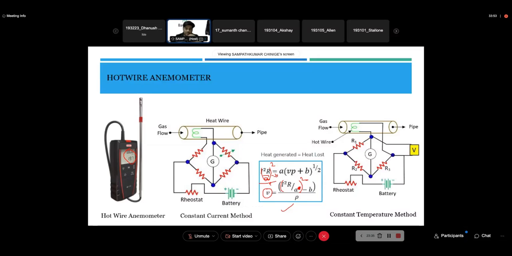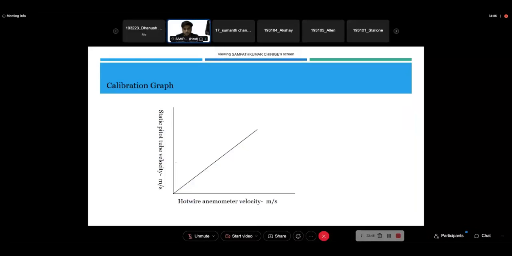Okay, and we are also measuring the same flow. For the same flow, we are also measuring the velocity with the help of a pitot static tube, and both we are comparing and plotting a curve. That is what we are trying to do. Okay, so like this static pitot tube, what is its velocity? For that corresponding, what is your hot wire anemometer? That is what you are trying to find out.